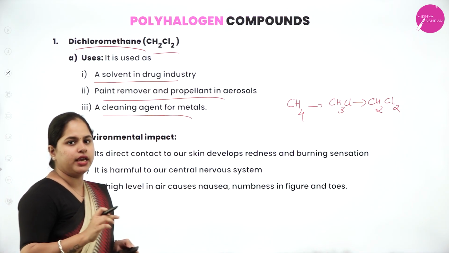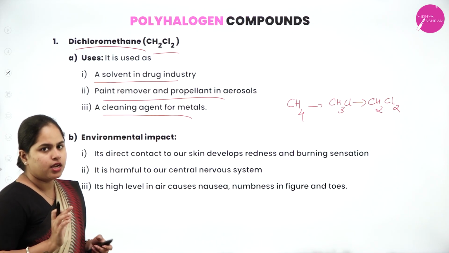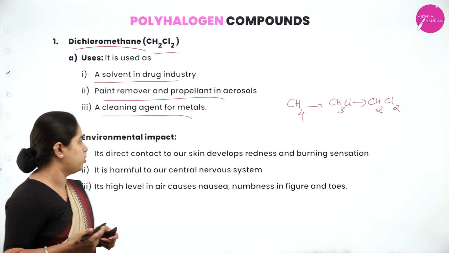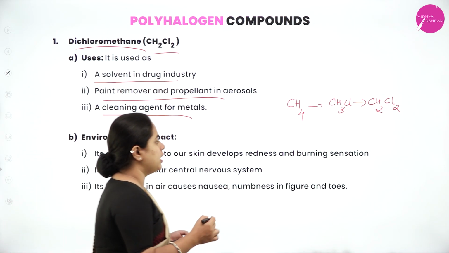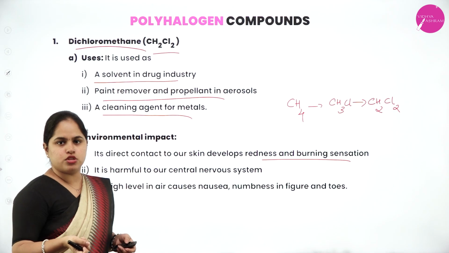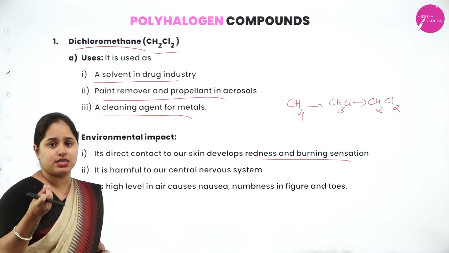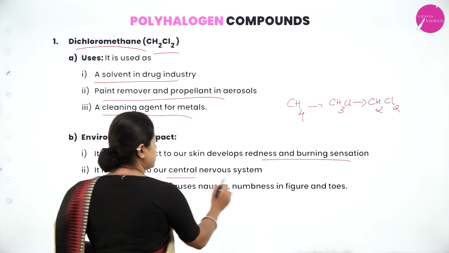So you have to study one or two uses of this, as well as its environmental impacts. It's an easy part, but you have to remember the important points, okay? Now the environmental impact: direct contact with our skin develops redness and burning sensation. It causes problems to your skin, right? It is also harmful to our central nervous system.